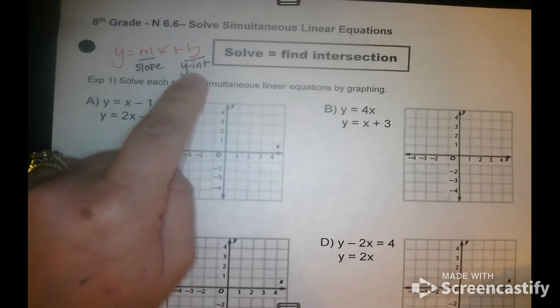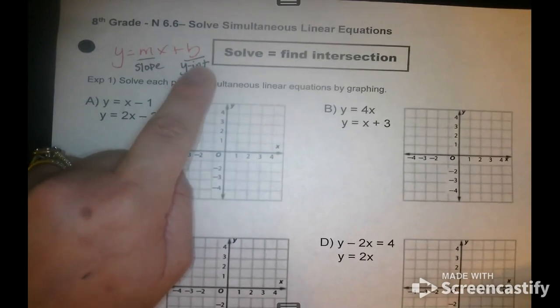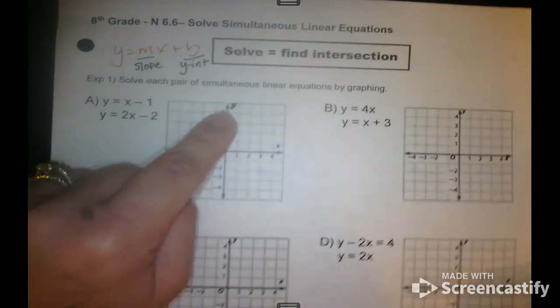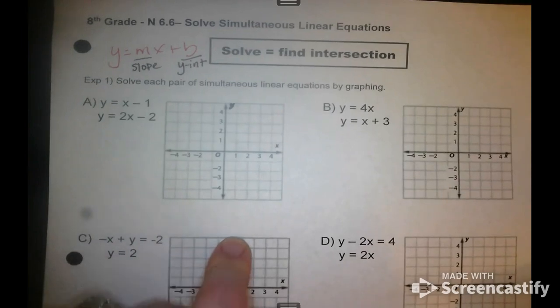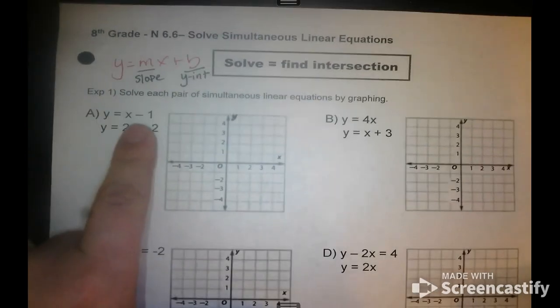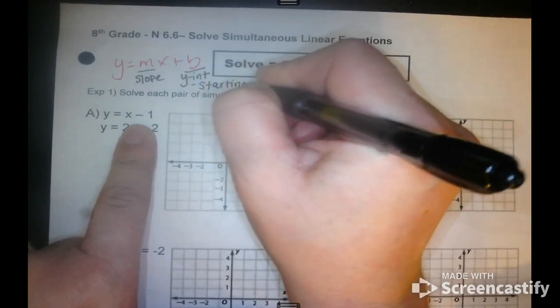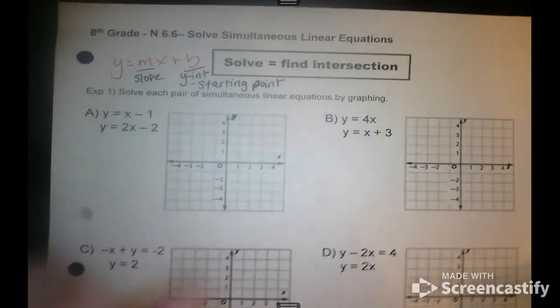Okay, when I asked you what a y-intercept means, I told you to think of football. The y-axis, which is this, intercepts the line, right? So that was our y-intercept. And remember, our y-intercept is also our starting point. So if we have to graph, we always start with our y-intercept.